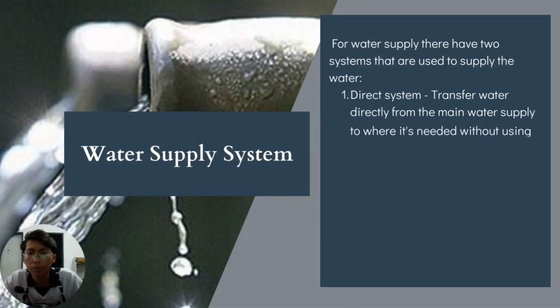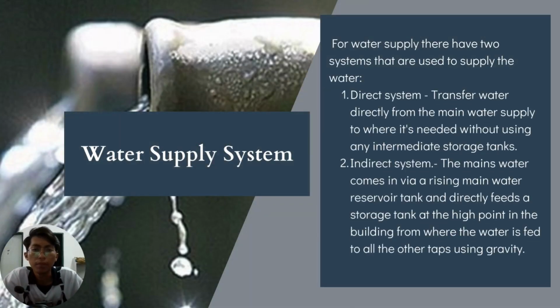Water supply system. Water supply system is the system that brings fresh water to the building. There are two systems used to supply the water. First is the direct system. Direct system transfers water directly from the main water supply to where it's needed without using any intermediate storage tank. That means the water transfers from the main water supply to all units in the building.